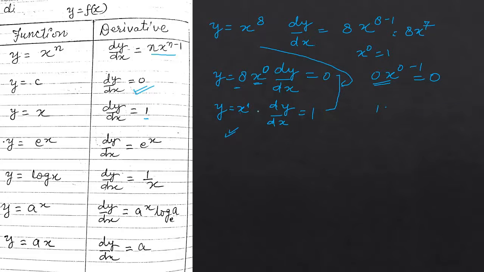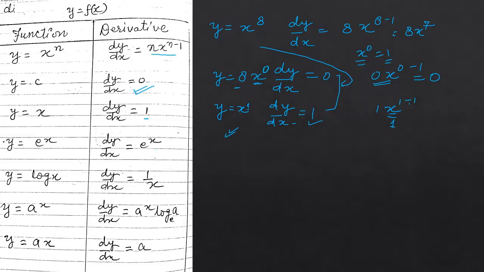And here value of n is 1. So 1 into x raised to 1 minus 1. That means x raised to 0, and power 0 of any real number is equals to 1. So this is equals to 1. So dy by dx is equals to 1.